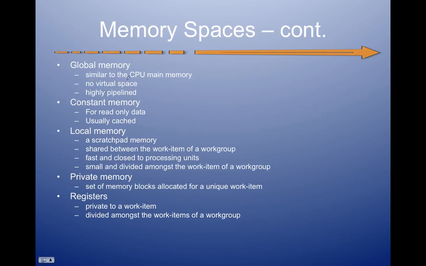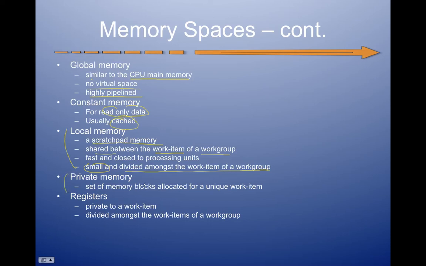So the device memory, similar to the main memory, has no virtual address space, highly pipelined. Read-only data is usually cached. The local memory is a small scratchpad memory shared between the work items of a work group. It is fast and close to the processing unit, so the latency of access is small. But it's a small memory that is divided between the work items of a work group. So if threads are using too many elements of this memory, then you cannot have many threads in a work group.